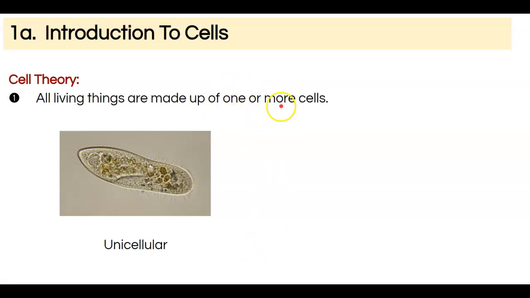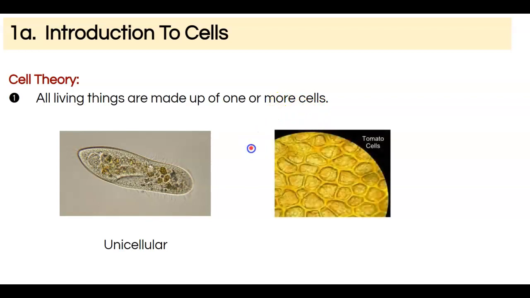However, most organisms are made up of more than one cell. And here I have the example of a tomato plant under a microscope. Here we can see one cell, two cells, three cells. Those organisms we call multicellular. They have multiple cells in them. So you and I, as animals, are multicellular by definition. Okay, so let's look at the second tenet.